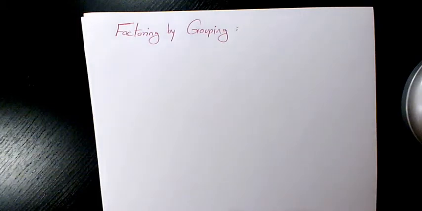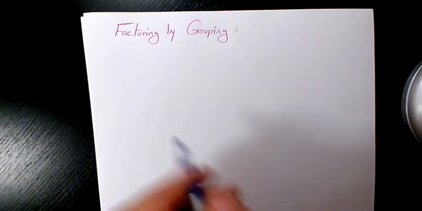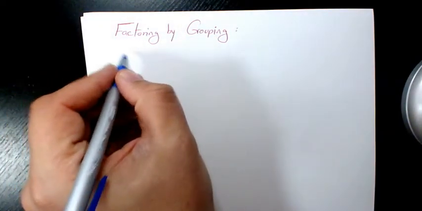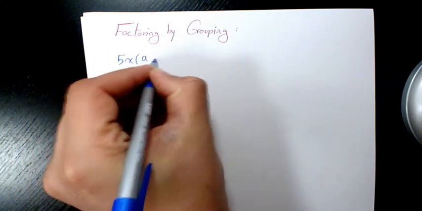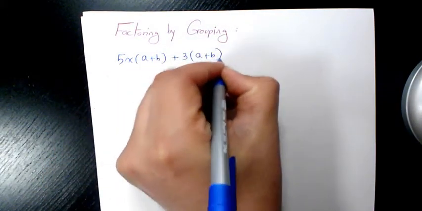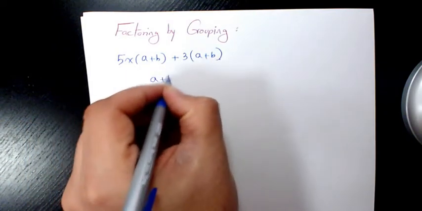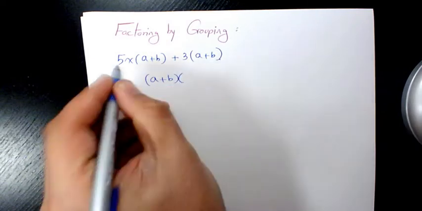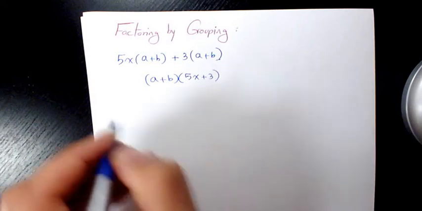Welcome to another video. In this video I want to talk about factoring by grouping. I'm gonna give you lots of examples, and in each example I'm gonna go through it in detail. First example I have here is 5x times (a plus b) plus 3 times (a plus b). The answer is going to be: a plus b is common between both of them, so I can factor a plus b, and then we can write 5x plus 3.